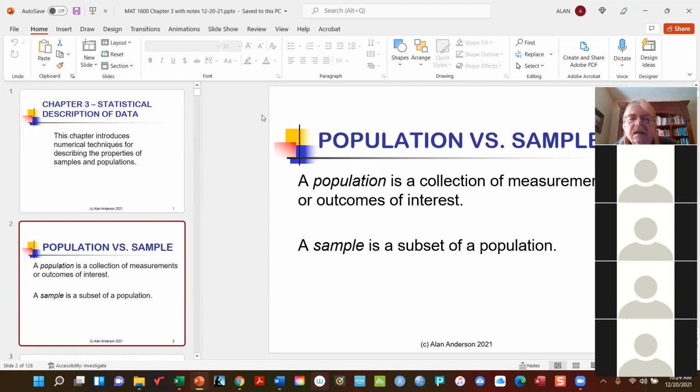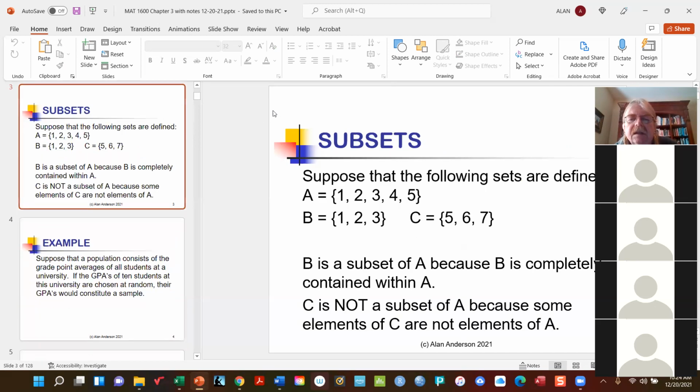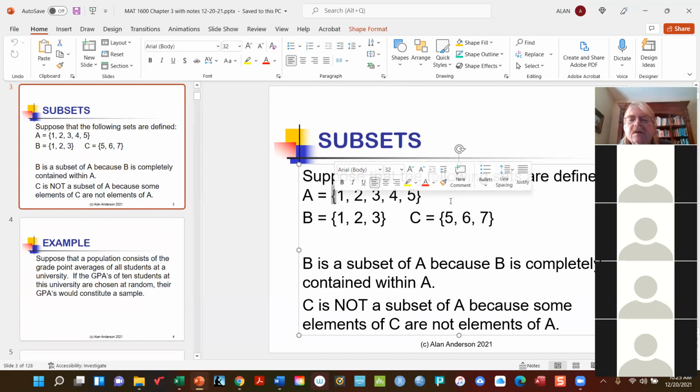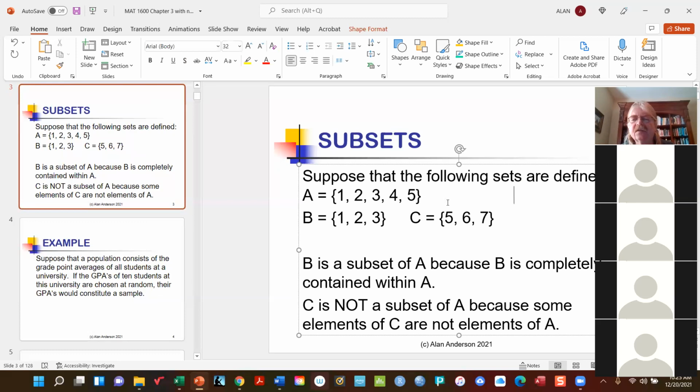All right, now we're going to look at these sets. You might remember a set is defined as simply a collection of objects. Typically, they're numbers. And you'll notice how they're written. A, for example, is the set that contains the 5 numbers 1 through 5. It's written with these symbols, which you might recall.